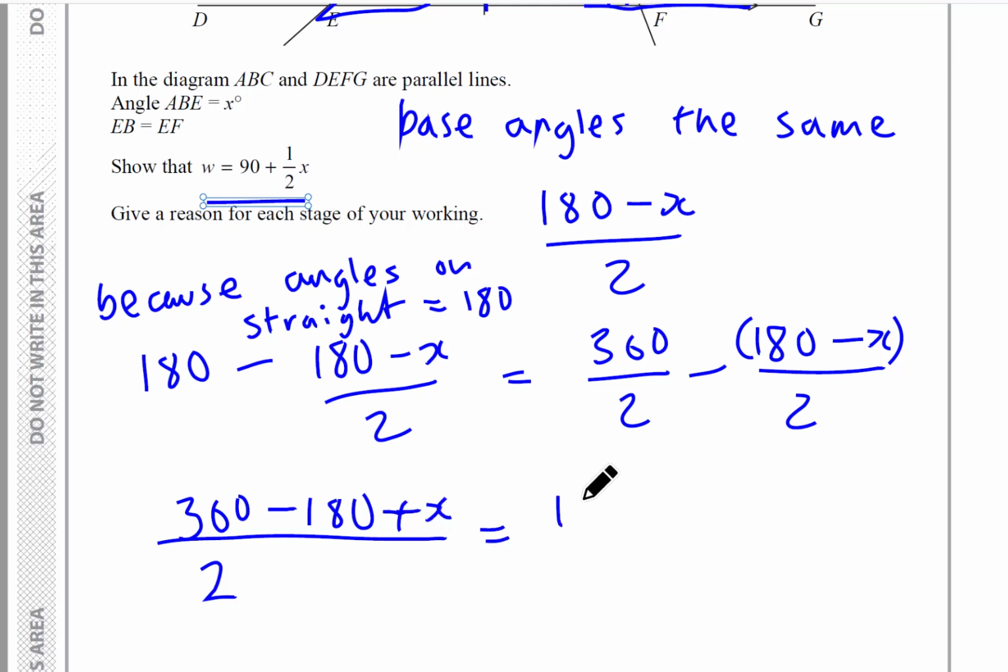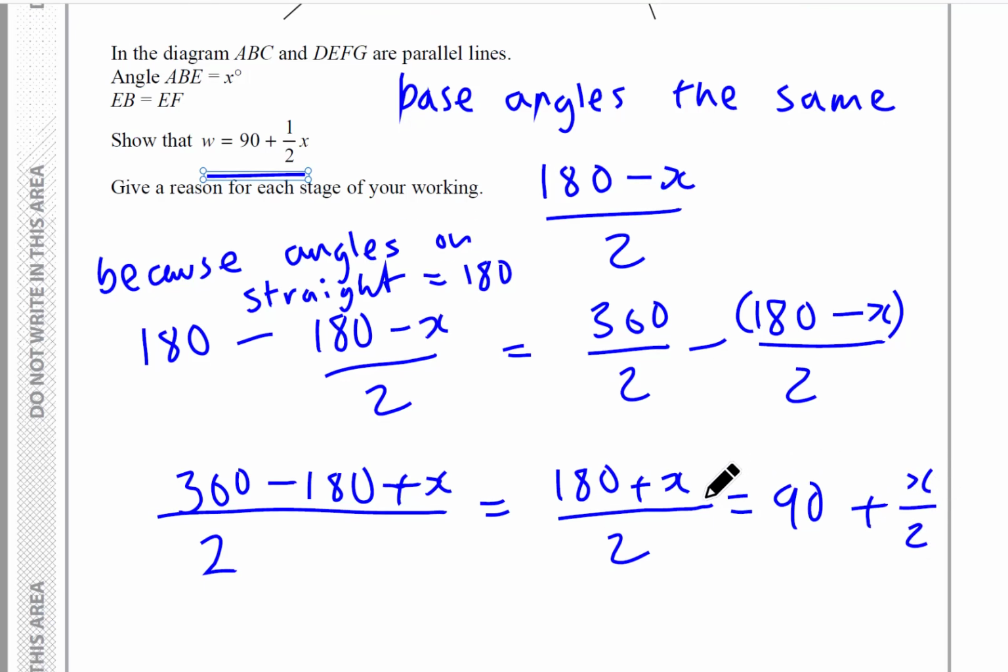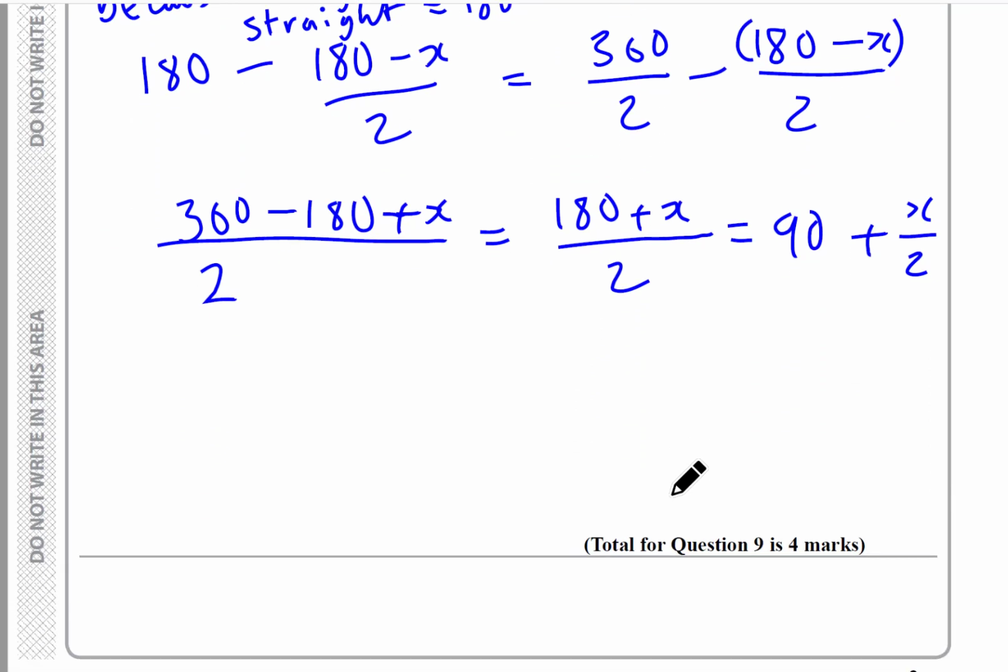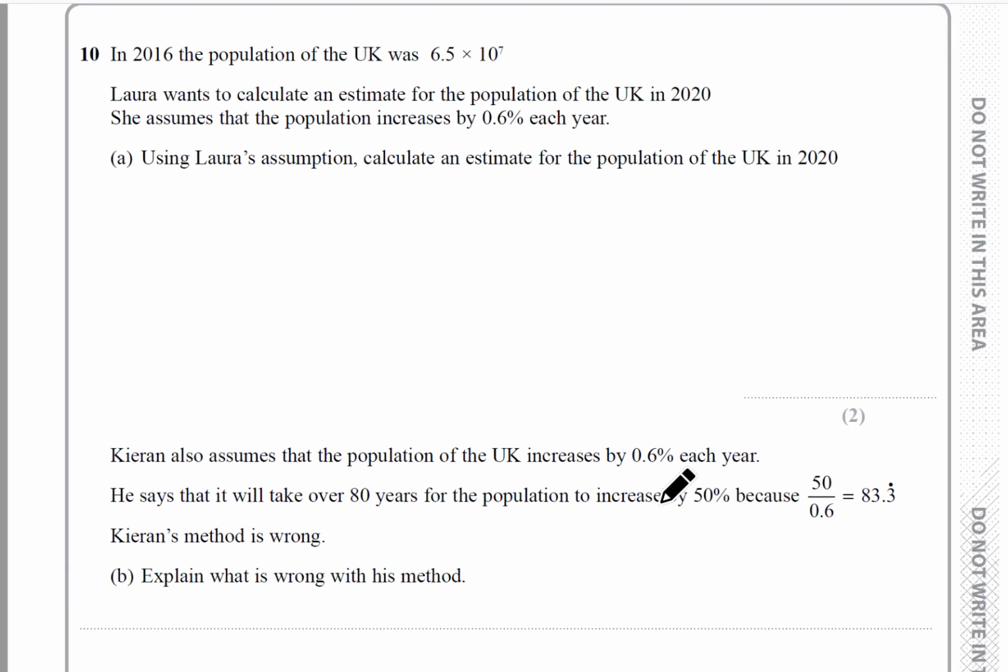Simplify that to 180 plus x divided by 2, and now let's just split those up. So that's 180 over 2, which is 90, plus x over 2, and then we've done that, and that's not too difficult. That's a nice 4 marks.